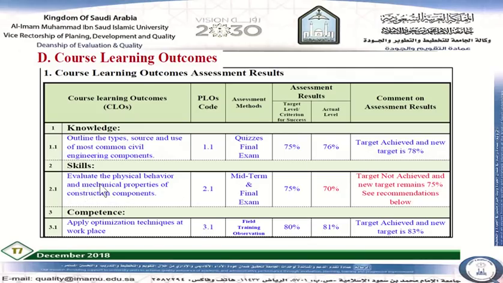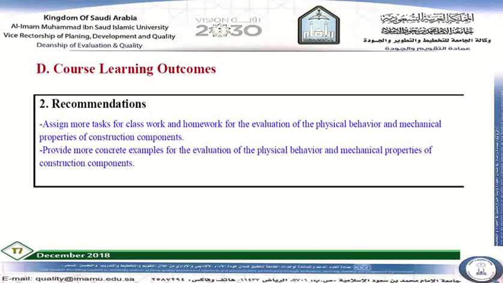The same happens here with the other learning outcomes: connection to the PLOs, the assessment method, the target that you want to achieve, and also the actual level. As you can see here, the target has not been achieved, and you justify that in the next table. If you're not happy about any of your results, you just write the recommendations for improving your students' level. Here, the instructor suggested assigning more tasks and also providing more concrete examples.